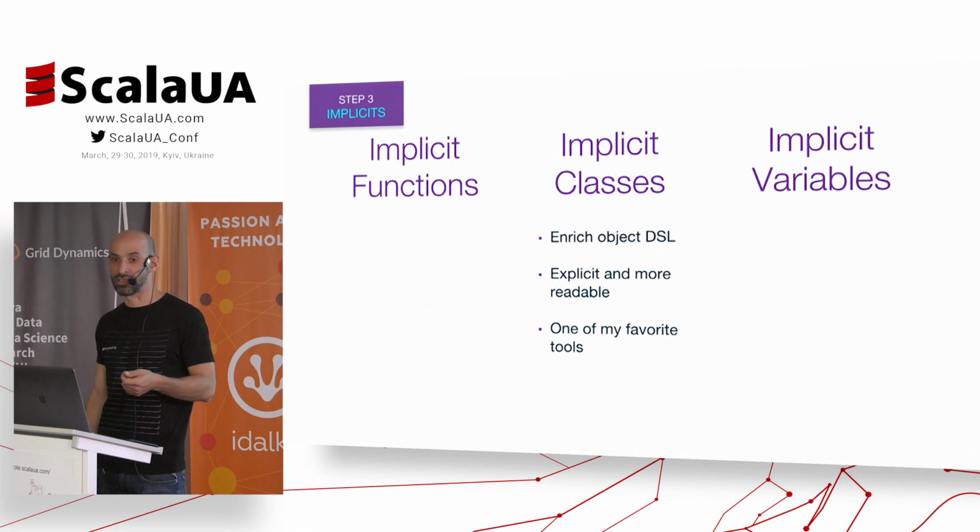Implicit classes are actually a very, very strong tool. It allows you to enrich an object. It's very explicit. It's very IntelliJ friendly, which is important in the case of implicits. And it's also one of my favorite tools. I use it heavily on a lot of things.